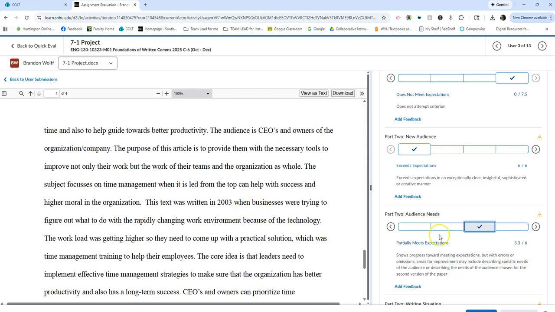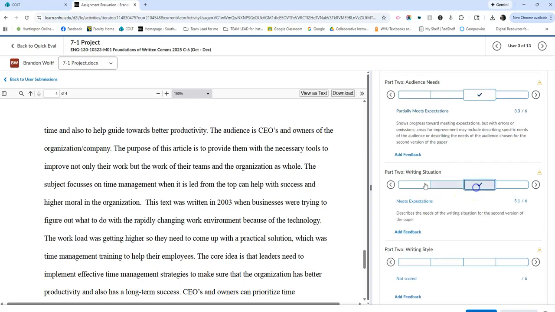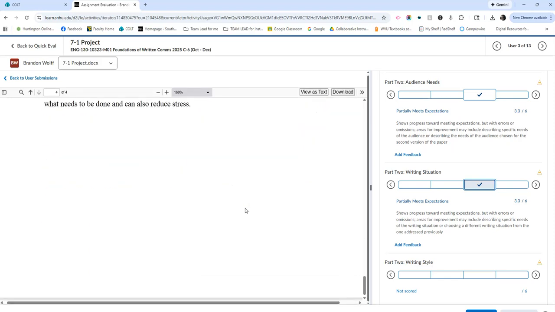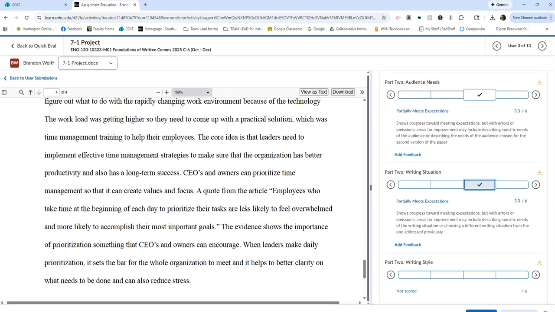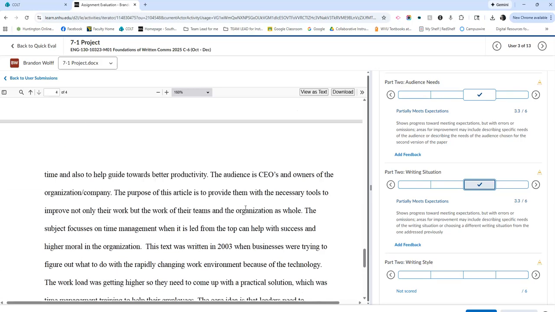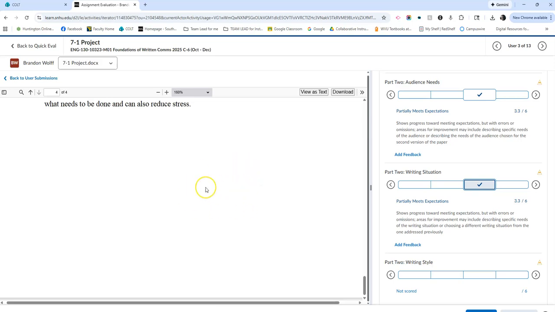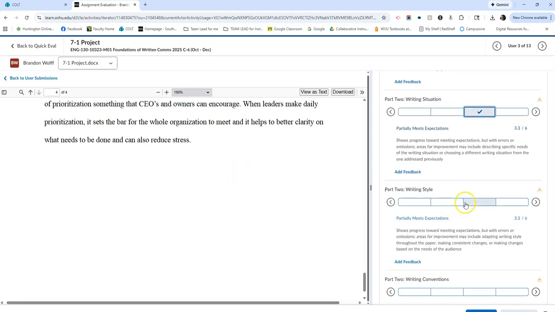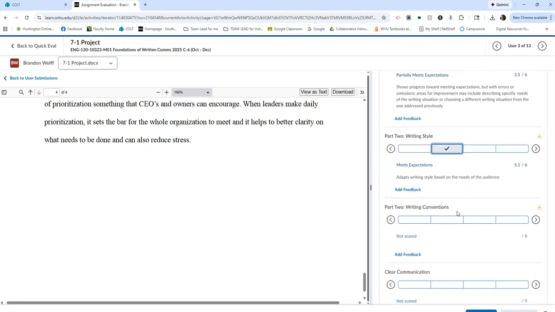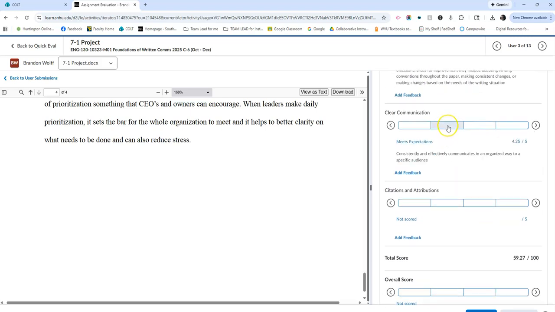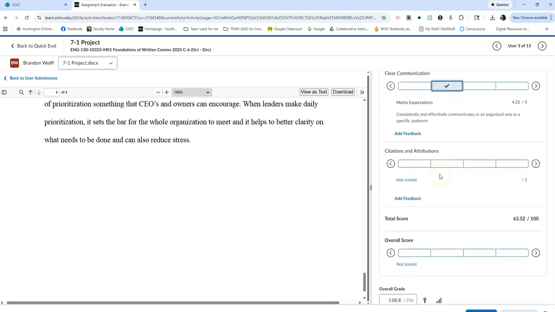Your writing situation, of course, is going to suffer because, again, you didn't really write an essay. So basically, you did the same thing for parts 1 and 2, and you don't have a references page to tell me what sources you used or to actually cite the source. Writing conventions again are suffering because of all of that. Clear communication could be better because of those things.